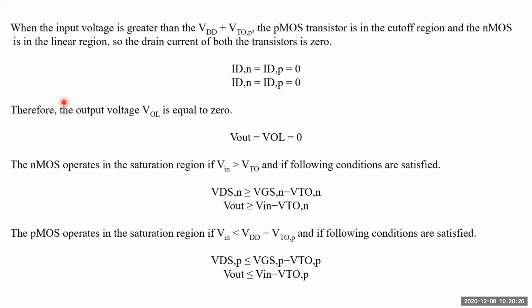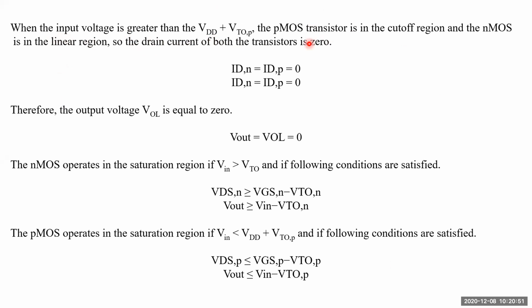Now let us see another situation similar to the previous one. Let us see what happens if the input voltage is greater than VDD plus threshold voltage. Whenever the input voltage is greater than VDD plus the threshold voltage, then the PMOS transistor is in the cutoff region and NMOS will be in the linear region. These are the conditions which are very important. We are supposed to understand and remember them.